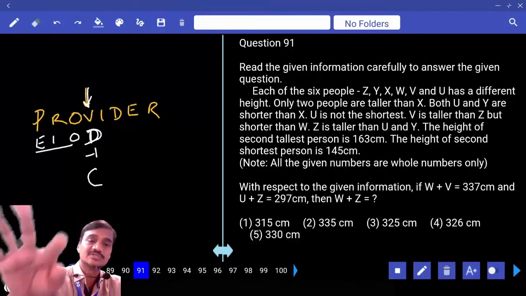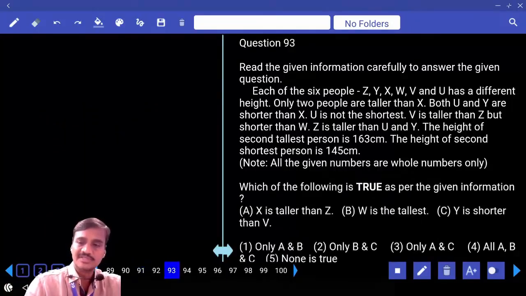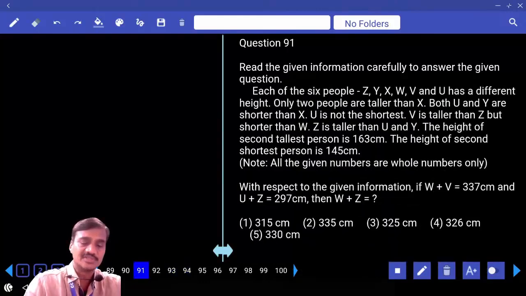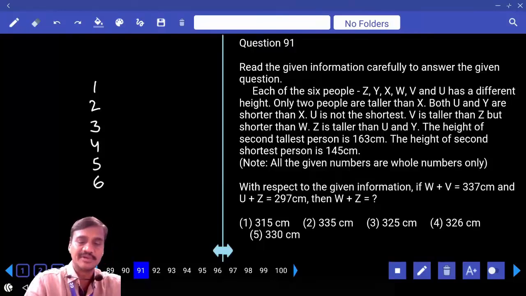91 onwards, it is based on which category? Comparisons. How many questions were given? In general, 2 to 3 questions will be given under this one, 91 to 93. And 6 persons, 1, 2, 3, 4, 5, 6. And these 6 persons are being compared in height.